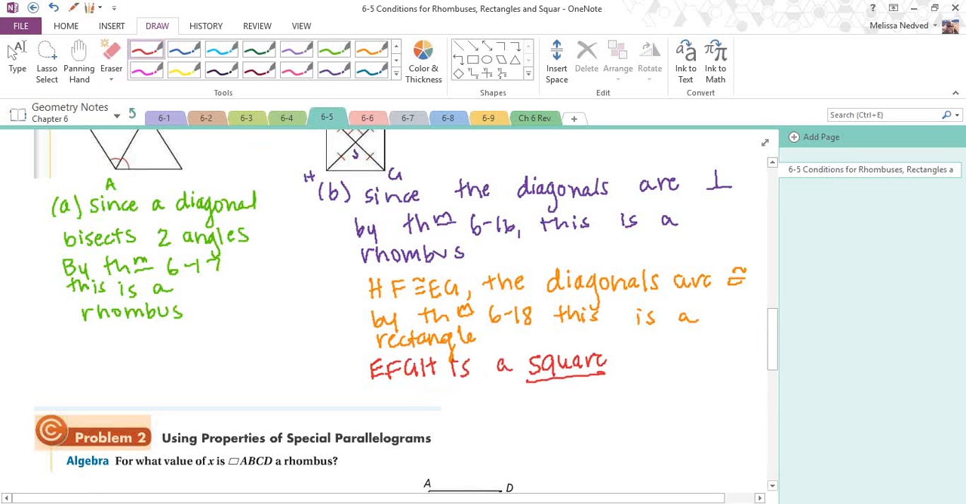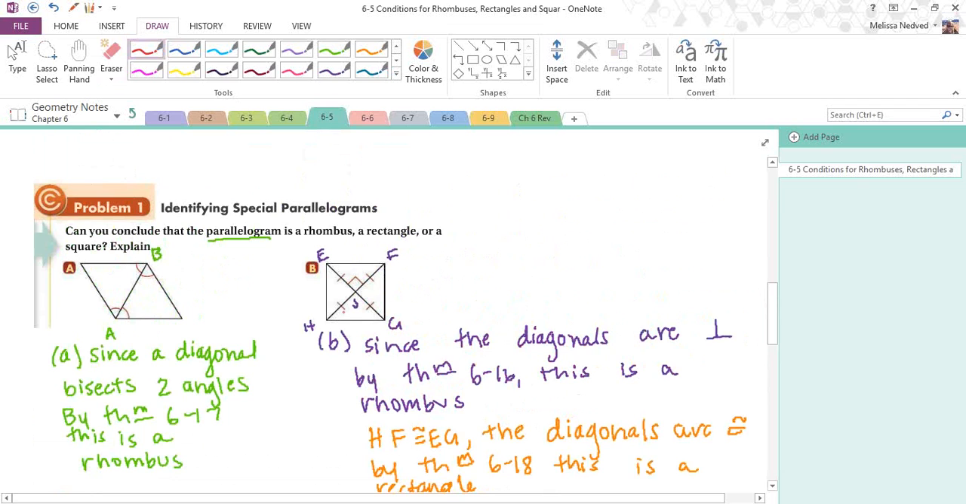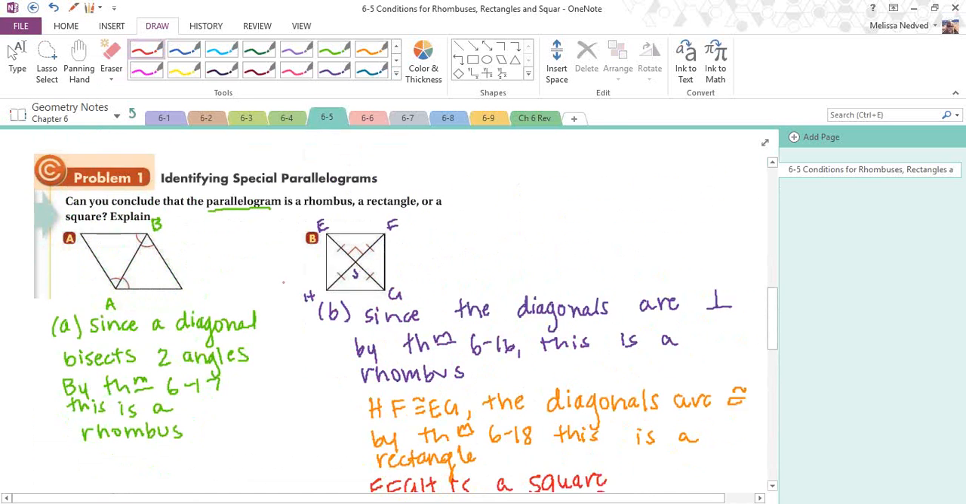When we're asked to identify a parallelogram, we always mean the most specific we can. So even though it is a rhombus, that's not the most specific name for it. Our most specific name would be a square.